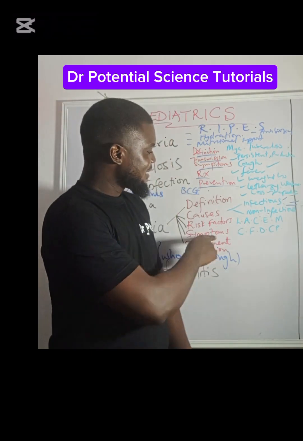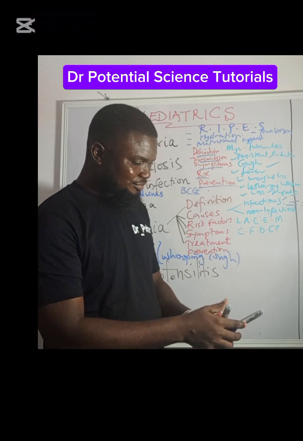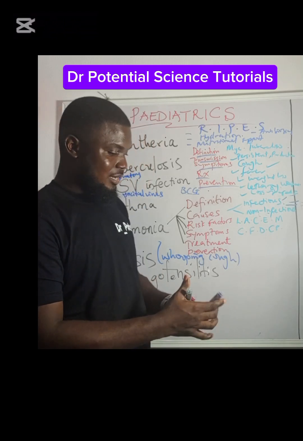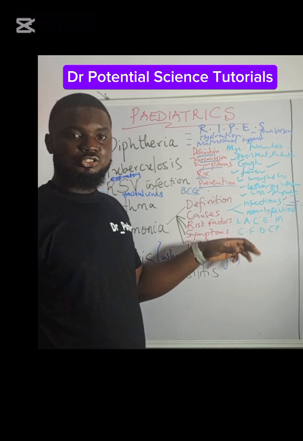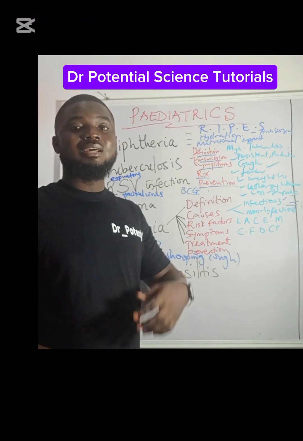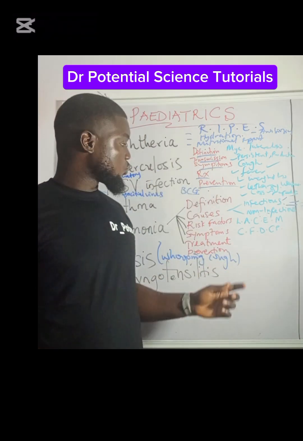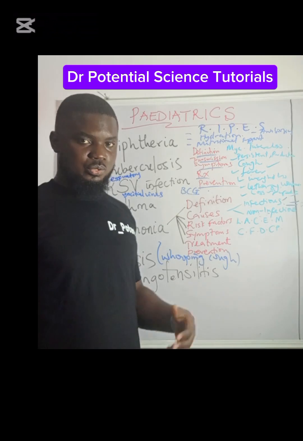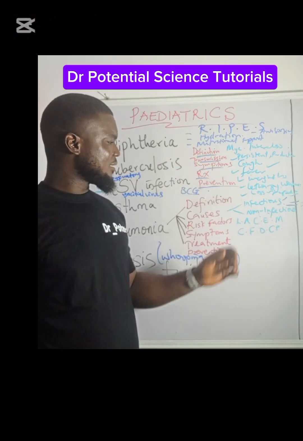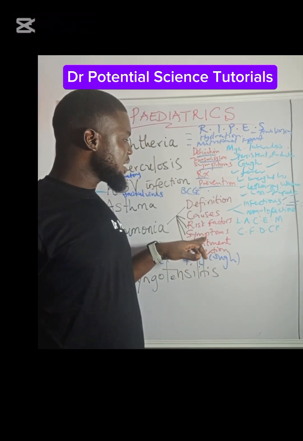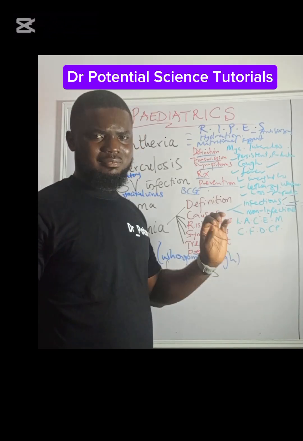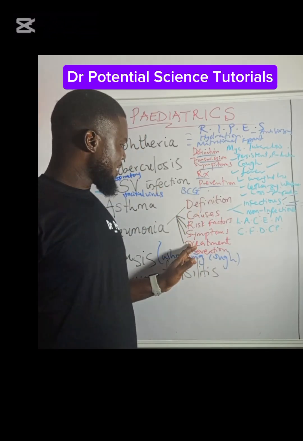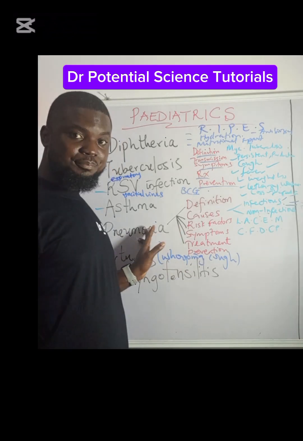Risk factors of pneumonia. Remember the code, right? Lack of nutrition. Age. Children less than 5 years are usually more prone to coming down with pneumonia. And other ones, environmental factors and the like. For the symptoms: cough, fever, difficulty in breathing, chest pain. Full stop, just list.